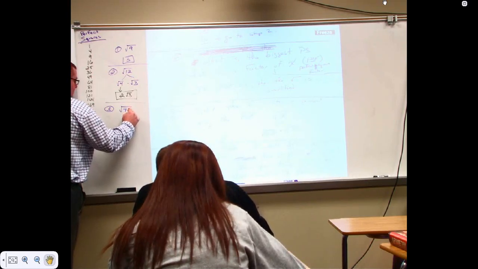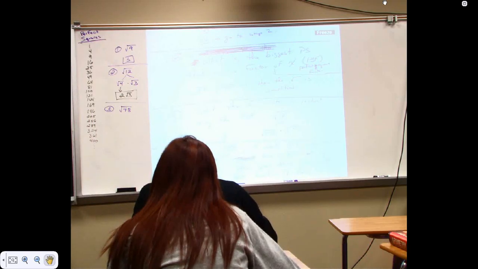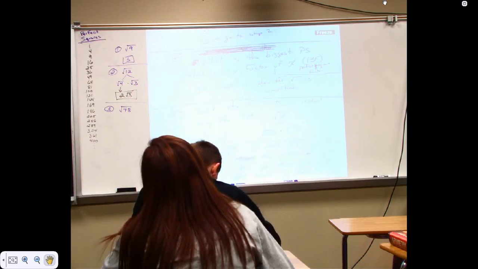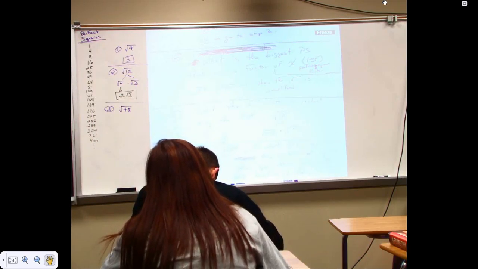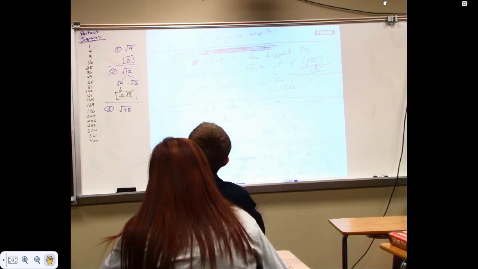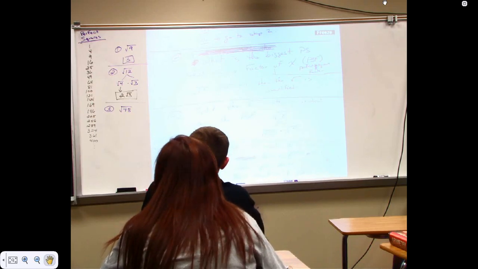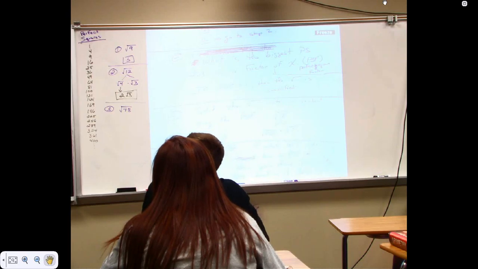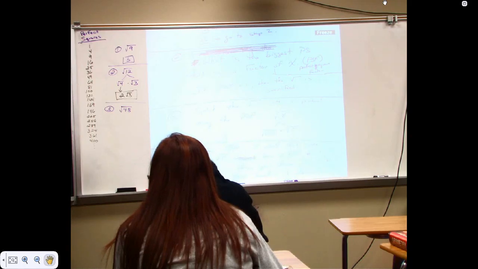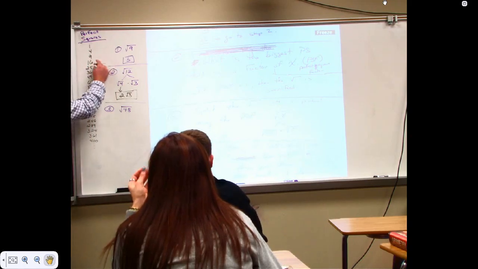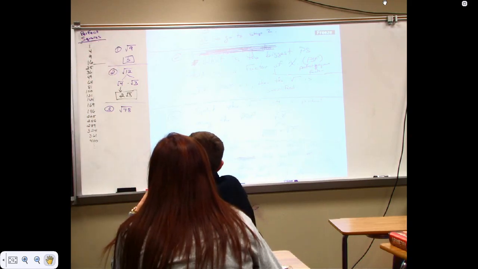Now, let's try square root of 48. This is one that people commonly make mistakes on. What number probably jumps out? First of all, is it a perfect square? No, it is not. What number jumps out at you that will probably go into it easy? 8. 24. Okay. 24 is half of it, right? So these are our possibilities. 16, 9, and 4.